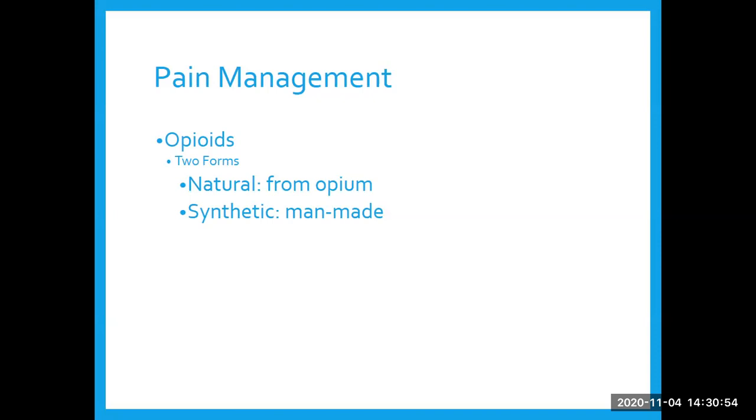When you're doing the assessment of your patient, they give you all the information, and based on the information the patient gives you, the doctor can determine what type of pain medication your patient should receive at that time. They come in different categories, such as you see here. You have the opioids, which can be natural from opium, and the synthetic, man-made. And the stronger the pain, the higher the dose or the more potent the medication management would be.